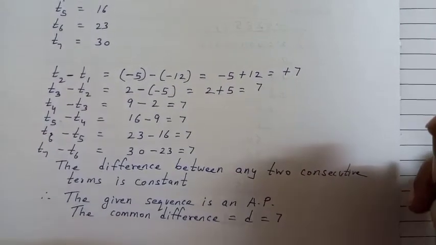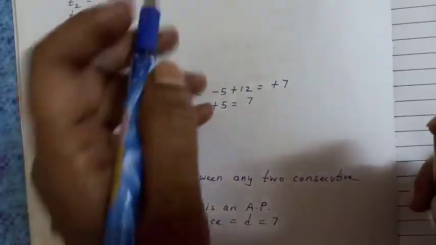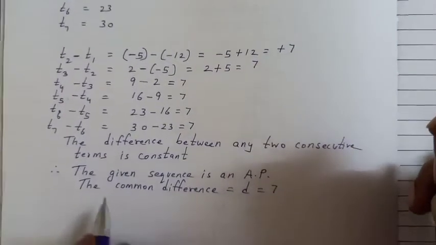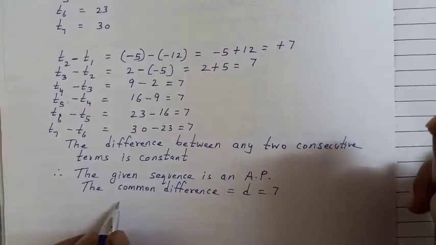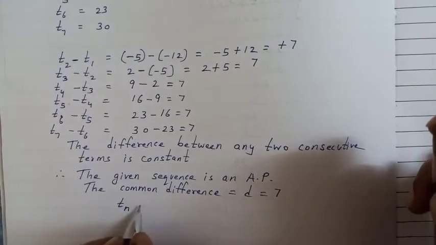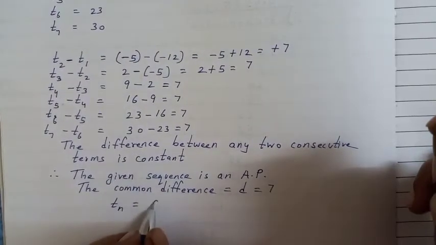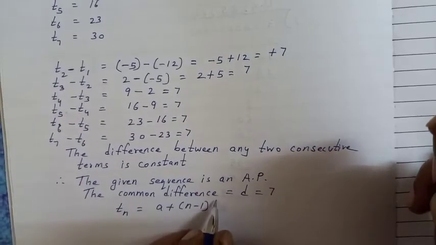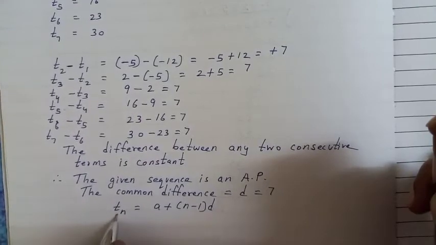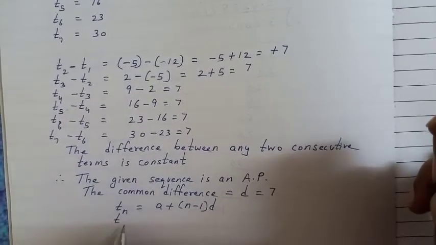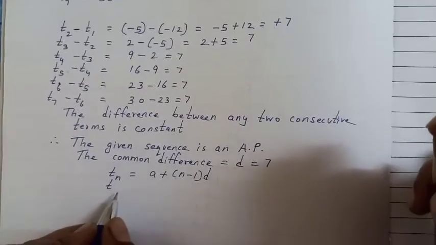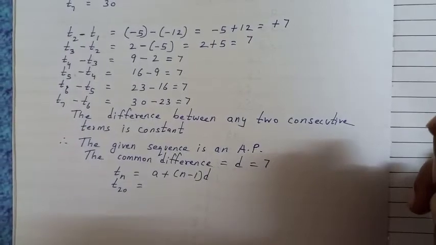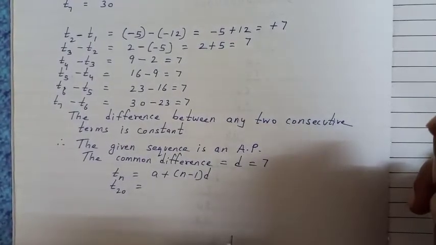Now, if it is an AP, then only you have to find the 20th term. To find the 20th term, you apply this formula: the nth term, Tn, is equal to A plus n minus 1 into D. So you have to find the 20th term. Instead of n, what will you do? Put 20. What is your A? A is minus 12.